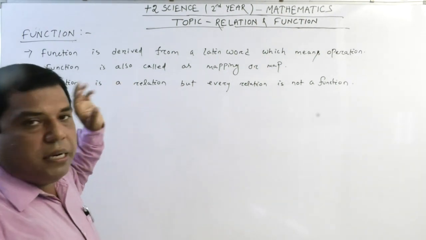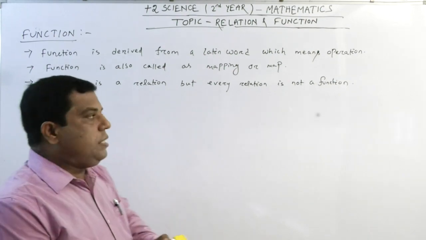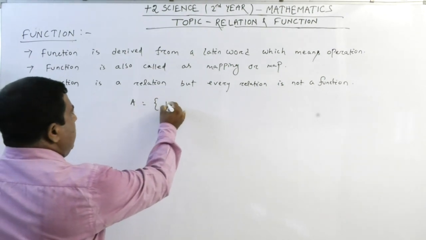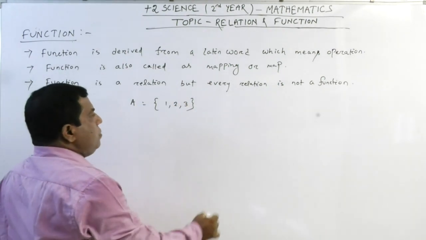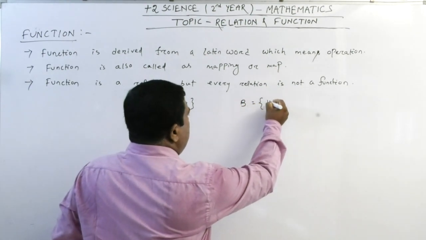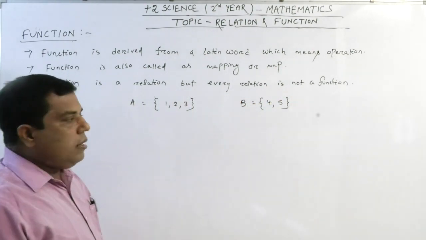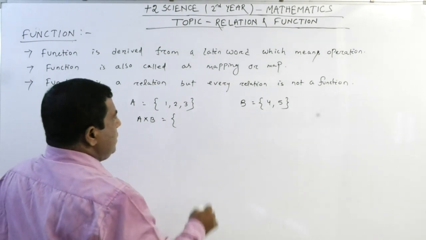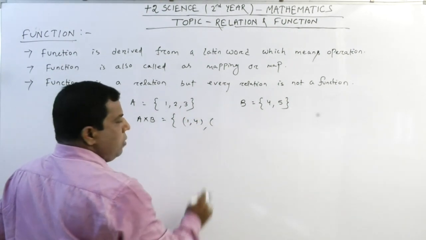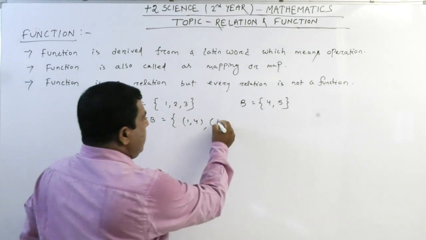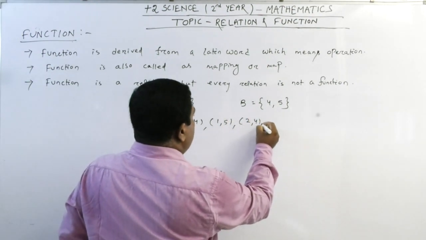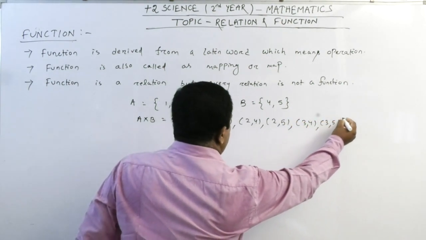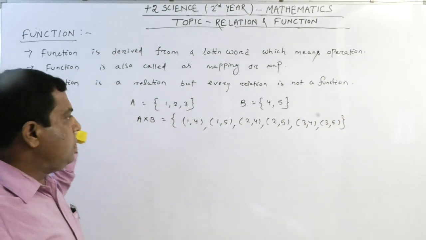Now we will verify it. Let us check what it means. Suppose one set is there, set A containing the elements 1, 2, 3, and suppose there is a set B containing the elements 4, 5. Now you see what is A cross B. So it is (1,4), already we know how to find the product set, (1,5), then (2,4), (2,5), (3,4), (3,5). So these are the ordered pairs in the product set A cross B.